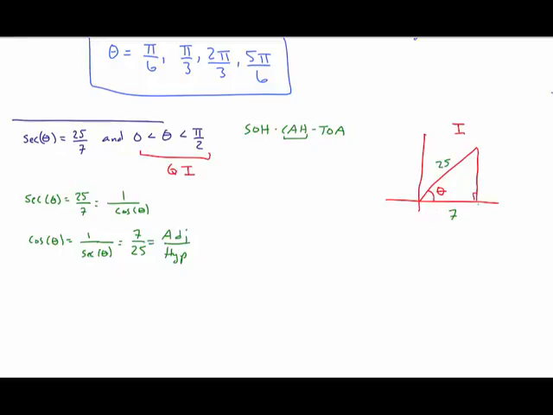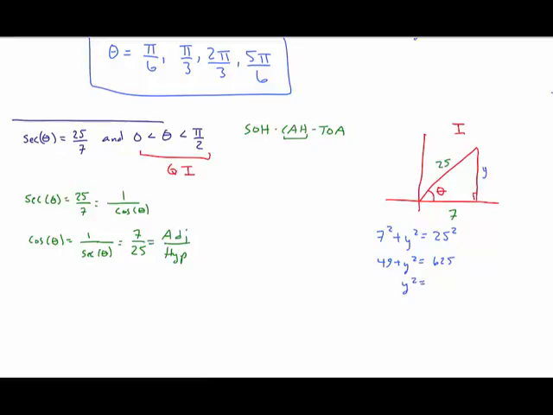Pythagorean's theorem says leg squared plus leg squared equals hypotenuse squared. I'll call this leg y because it's vertical, so it's moving in the y direction. So Pythagorean's theorem: 7 squared plus y squared equals 25 squared. 49 plus y squared equals 625.